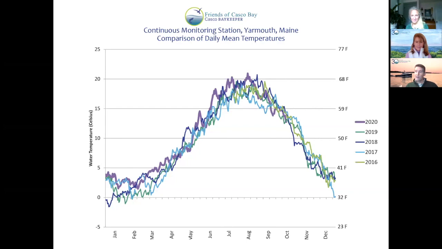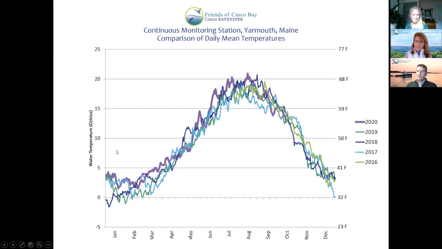The graph you're looking at here shows water temperature, and this is one of the big takeaways. It was a very unusual year in Casco Bay, and this is one of the ways it was unusual. We have months, January through December, across the bottom of the graph, and this is water temperature again, both in Celsius on your left, Fahrenheit on your right, if you can't do that conversion in your head. Each colored line is a different year, and the thicker purple line is 2020, this year.